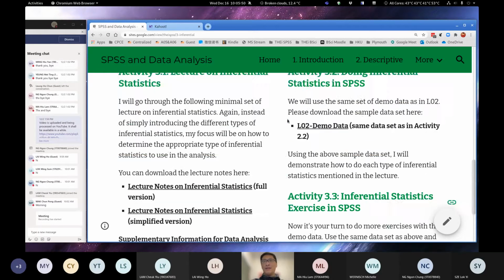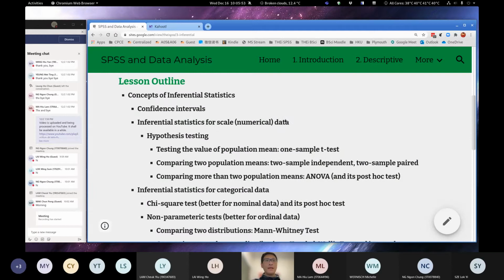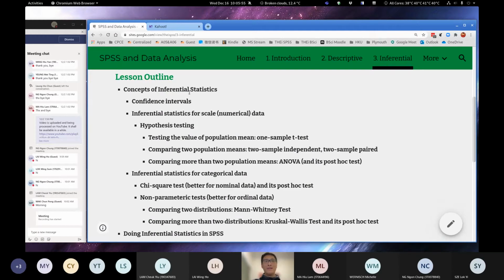So let's look at the outline for the lesson for today. First of all, I will spend about 1/3 or at most half of the time today to talk about the concepts of inferential statistics. So there are multiple concepts that are involved in the inferential statistics. The confidence intervals is one of them, but most of the time you will be dealing with what we call the hypothesis testing. So I will spend most of today's lecture time on this topic here, hypothesis testing.